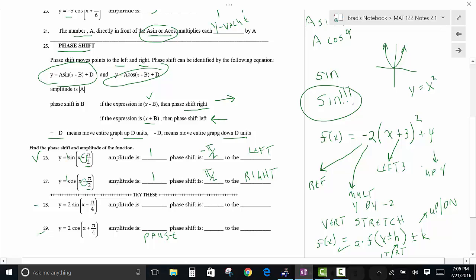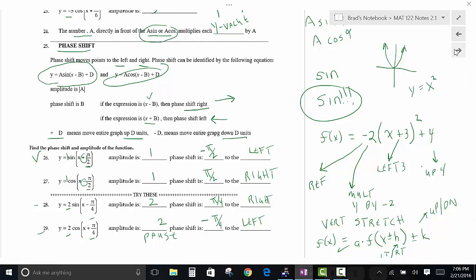Okay, so here's what you should have got on number 28. The amplitude is 2. The phase shift is pi over 4 to the right. On number 29, the amplitude is 2. The phase shift this time is pi over 4 to the left. And since it's going to the left, you want to use negative pi over 2 as the result.